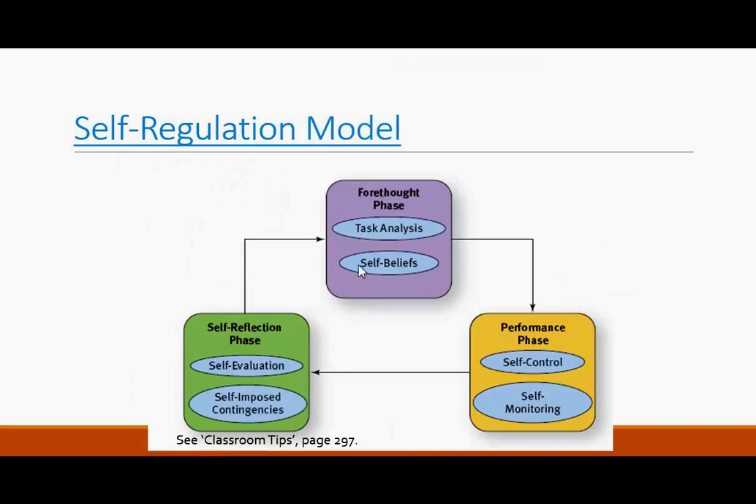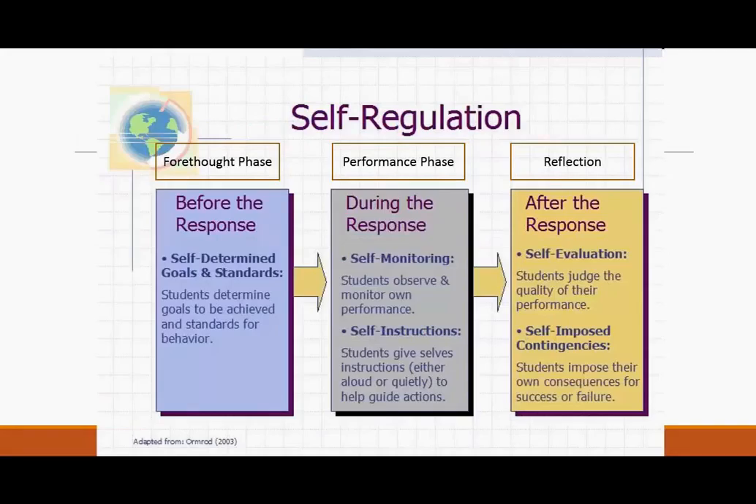Start with the forethought phase, task analysis and self-beliefs, down to the performance phase, self-control and self-monitoring. The self-reflection phase involves self-evaluation and self-imposed contingencies. Again, before the response, during the response, after the response. So what are these things?